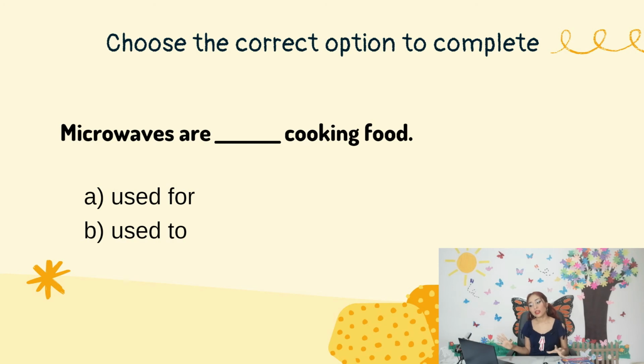So, the instruction says, choose the correct option to complete. And then we have a sentence, microwaves are blank cooking food, okay? Pay attention to the verb. How do you have the verb? Will you use A, used for, or B, used to? Which one is the correct answer? If your answer was used for, excellent job. Microwaves are used for cooking, okay? Because we have the verb in ing. Remember, ing right after used for, okay?